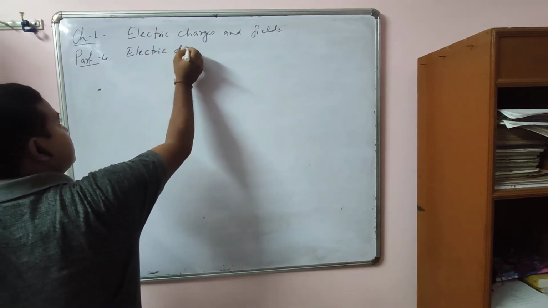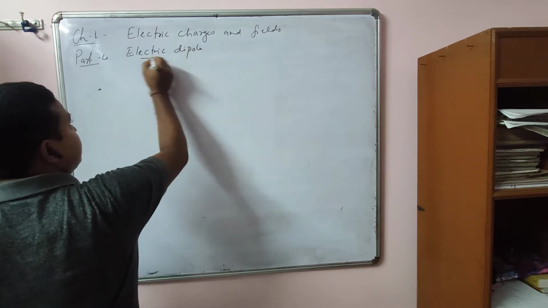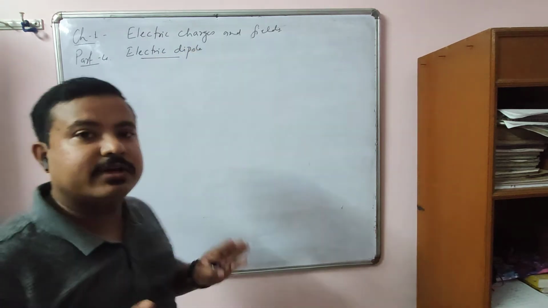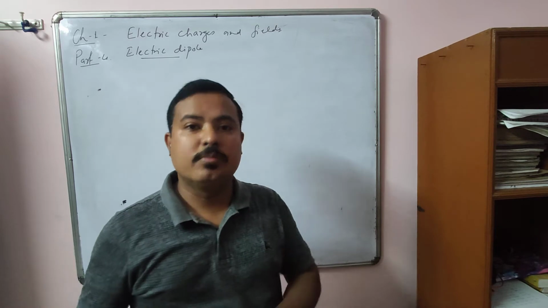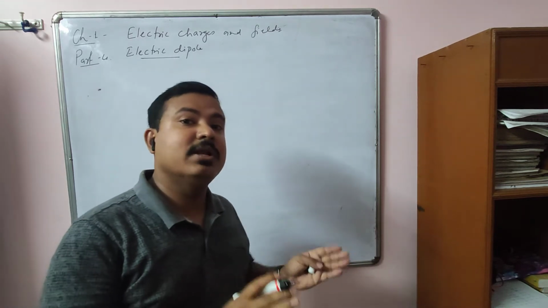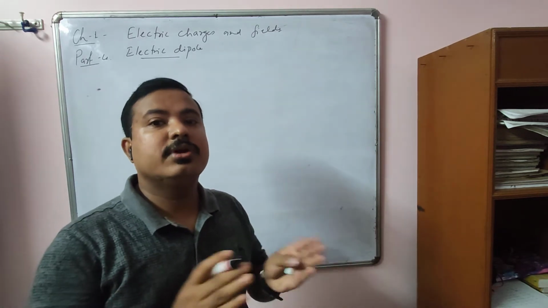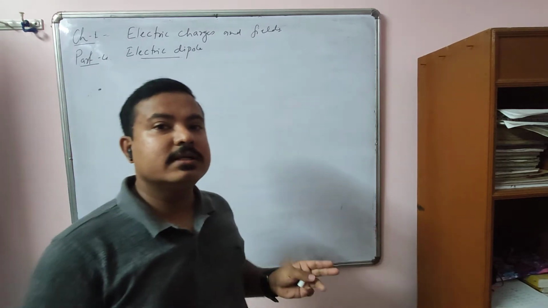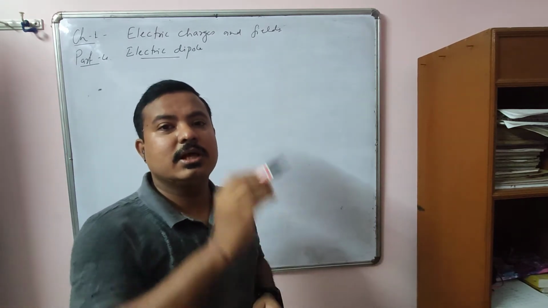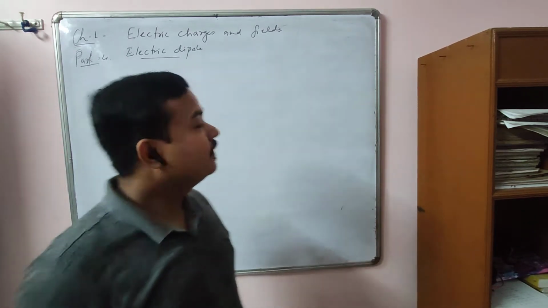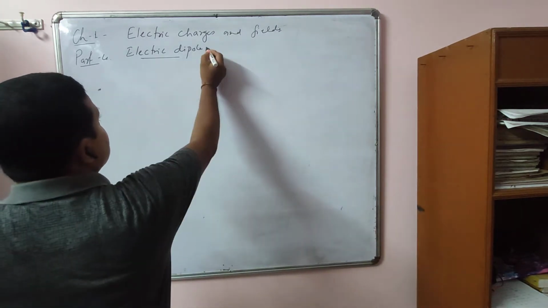Electric dipole. Here we discuss what is an electric dipole, what is electric dipole moment, and we find the electric field due to an electric dipole, torque due to an electric dipole, and work done in rotating a dipole in a uniform electric field. Okay.